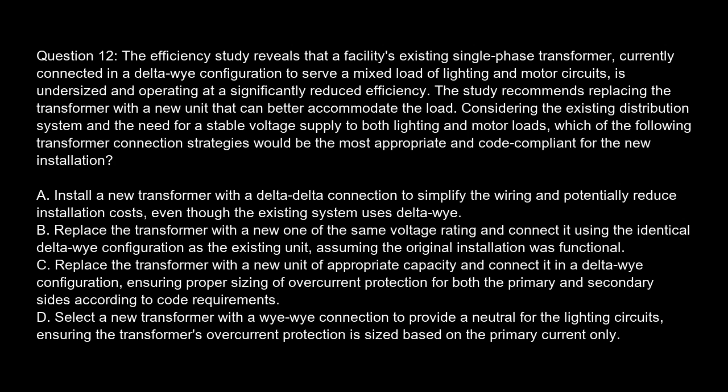Option C. Replace the transformer with a new unit of appropriate capacity and connect it in a delta-Y configuration, ensuring proper sizing of overcurrent protection for both the primary and secondary sides according to code requirements. Option D. Select a new transformer with a YY connection to provide a neutral for the lighting circuits, ensuring the transformer's overcurrent protection is sized based on the primary current only.